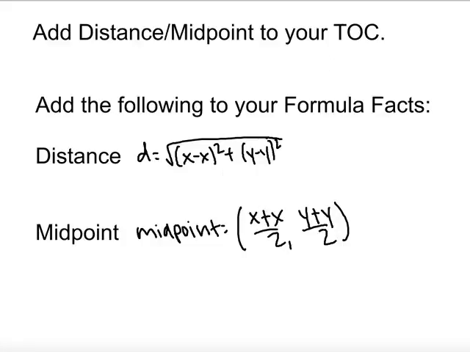Add distance and midpoint to your table of contents, and add the following to your formula facts. Distance is d equals the square root of (x2 minus x1) squared plus (y2 minus y1) squared. And midpoint is (x1 plus x2) over 2, (y1 plus y2) over 2.